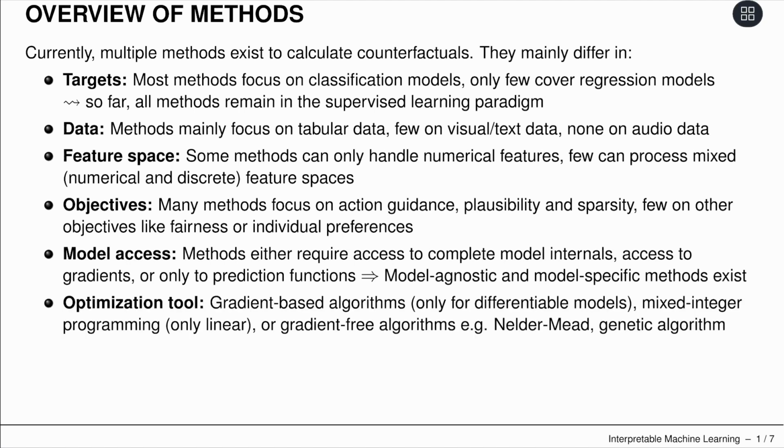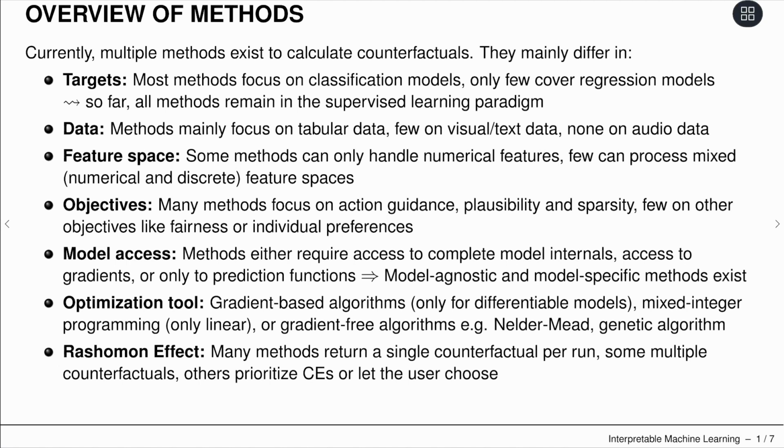Then there is also how we optimize to get our counterfactual, given that we defined all our objectives and now what kind of model access we have. We can of course only use gradient-based methods if we have access to a differentiable model, or we try to approximate that. If we have linear models, we could use something like mixed integer programming. If we have more of a black box view, people often go for gradient-free algorithms, like Nelder-Mead or genetic algorithms. And we also discussed already the threshold effect.